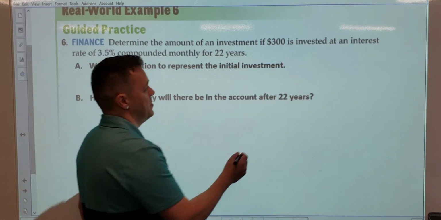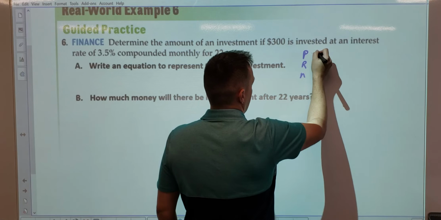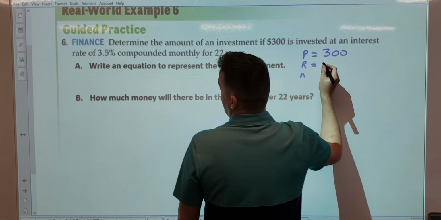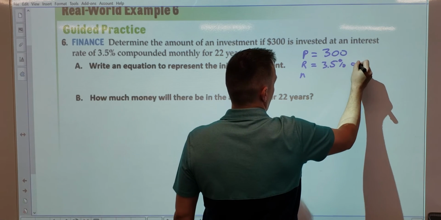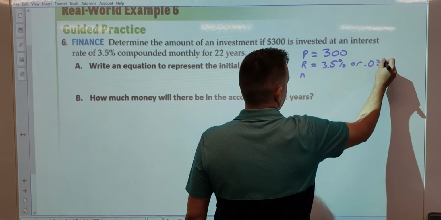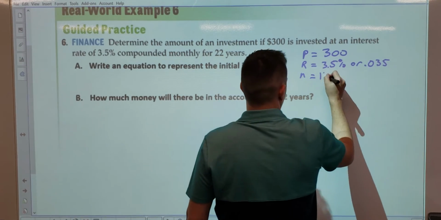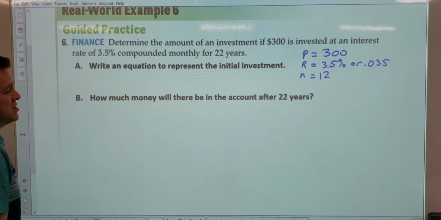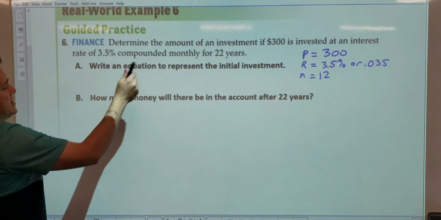All right, guys, give me your PRN. P is 300. All right, my rate is 3.5%, or 0.035. My N is compounded monthly, so N would be 12. This is another one of those, if you could find something like this, this would be awesome to see, okay? So you put this in.